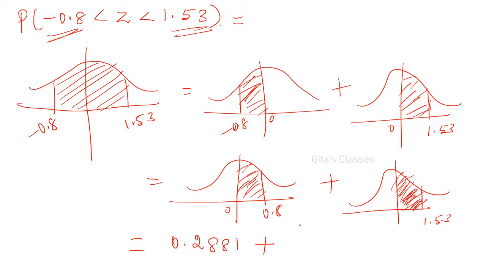So 0.2881 plus 0.4370. Yes, 0.4370 for 1.53. All of you are right. Very good. So this value, if you add, you will be getting 0.7251, right? 0.7251 is the answer. Yes. Shrutika is right. Excellent. Very nice. We'll go to the next question.